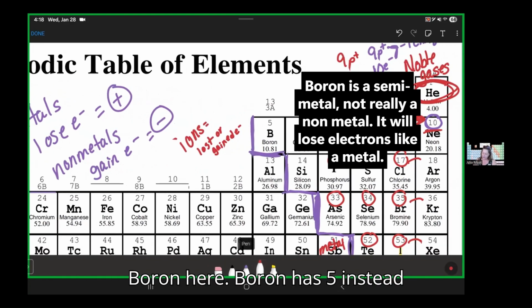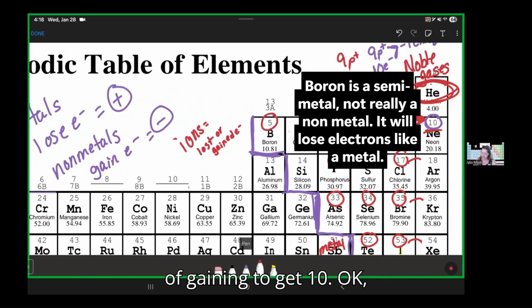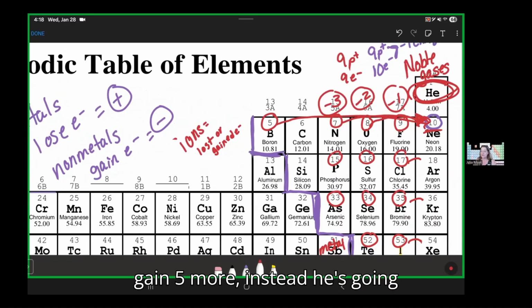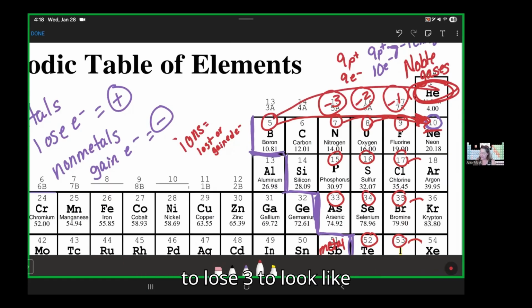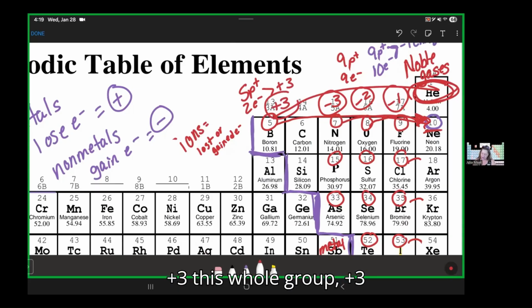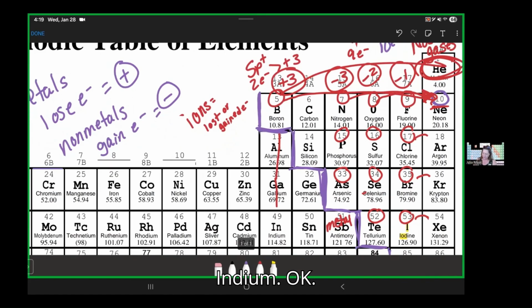Boron here. Boron has 5 electrons, instead of gaining to get 10. Okay, so he can't gain 5 more. Instead, he's going to lose 3 to look like helium. He's going to have 5 protons and 2 electrons. He will be a positive 3. This whole group, positive 3. All of them. Aluminum, gallium, indium. Okay.